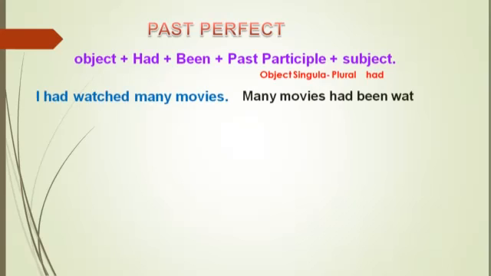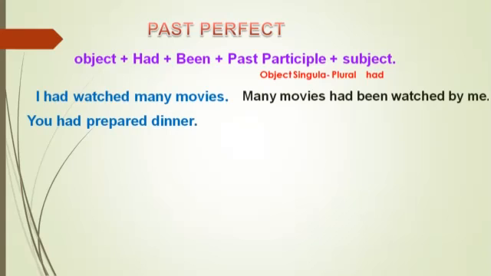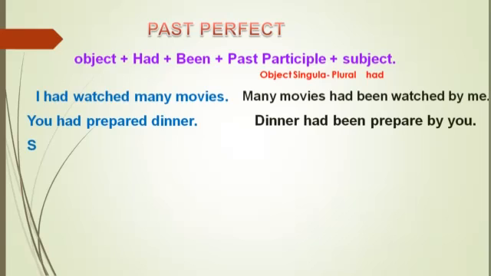Many movies had been watched by me. After have, has or had, we have to use "been" as a special word. You had prepared dinner. Write down the dinner as a subject. Then for had we have to use been. Then prepared is the third form. Then by you becomes the object. Dinner had been prepared by you.